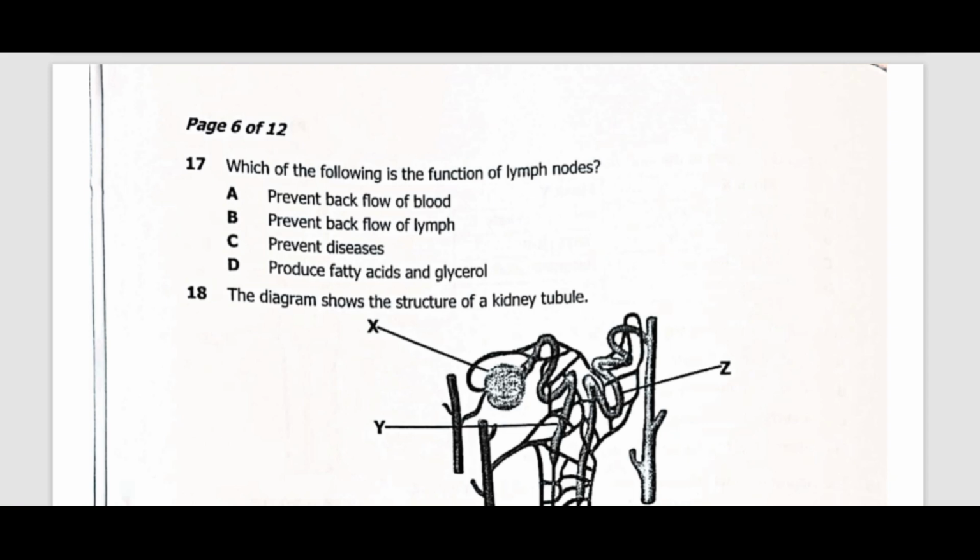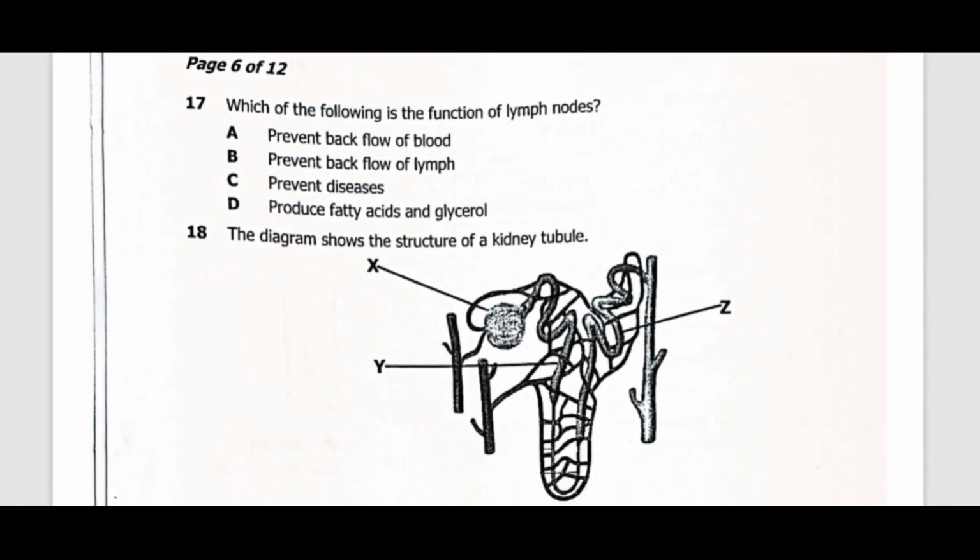Then for question 17, which of the following is the function of lymph nodes? So the lymph nodes are found under the lymphatic system, and one of their functions is to produce the white blood cells, and we know that the function of the white blood cells is to fight infections. So let's look at the multiple choices. A, prevent backflow of blood, no. Prevent backflow of lymph, no. Prevent diseases. So this is our answer here.